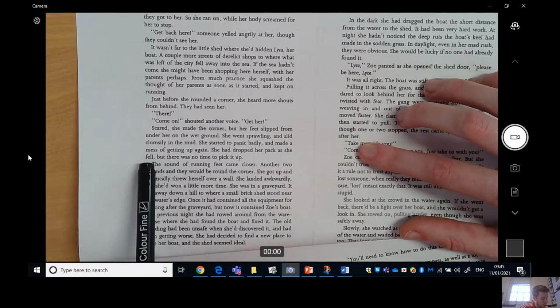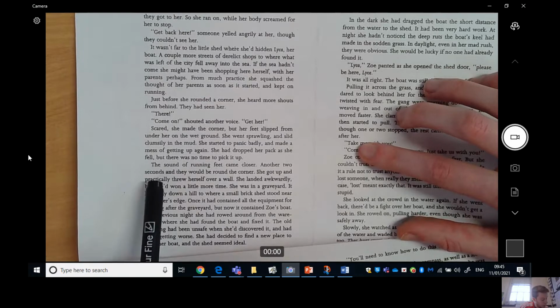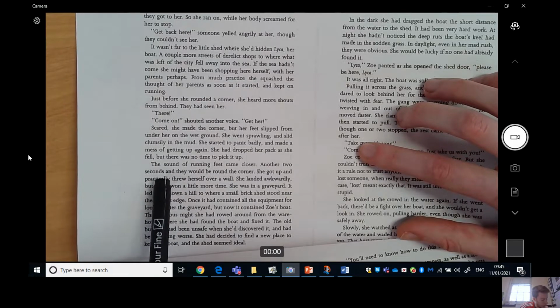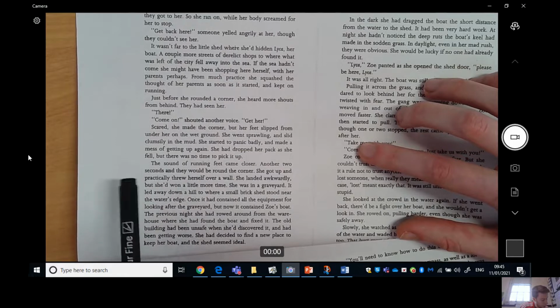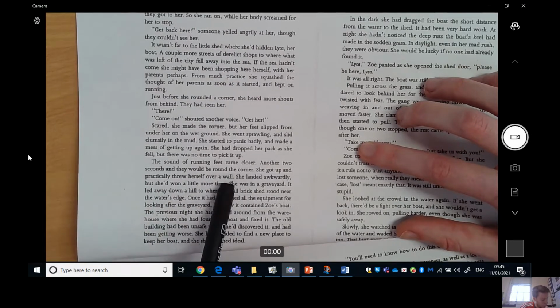She had dropped her pack as she fell, but there was no time to pick it up. The sound of running feet came closer. Another 2 seconds, and they would be around the corner. She got up and practically threw herself over a wall. She landed awkwardly, but she'd won a little more time.